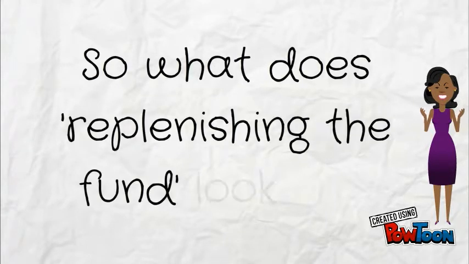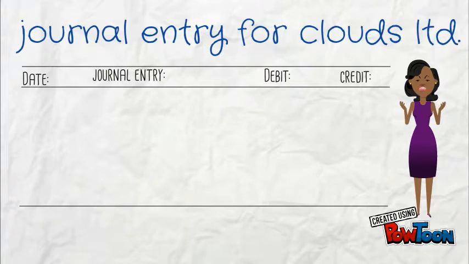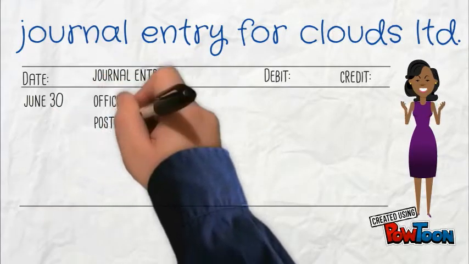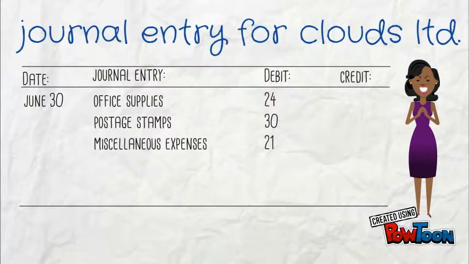So what does replenishing the fund look like? So let's use Clouds Limited as an example again. On June 30th, we would debit all expenses made to the petty cash fund. These could include office supplies, postage stamps, or miscellaneous expenses. Then we credit cash for the total of expenses made to the petty cash fund.